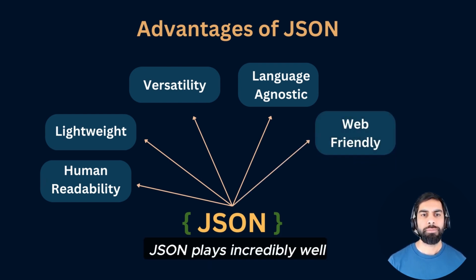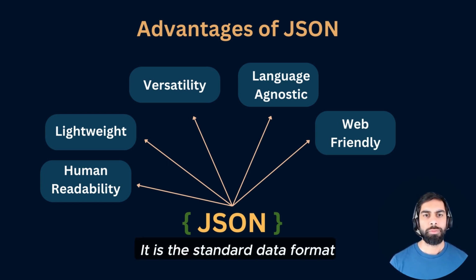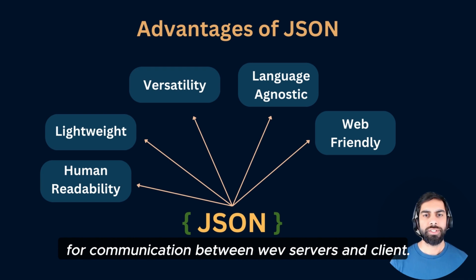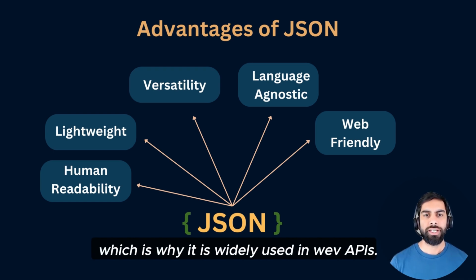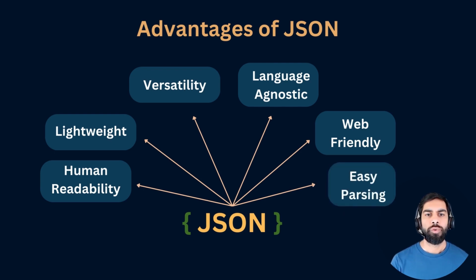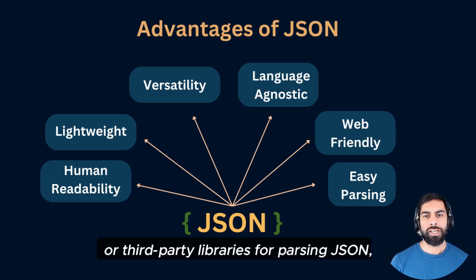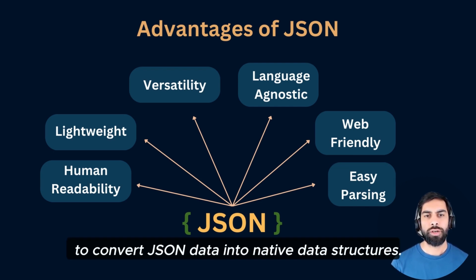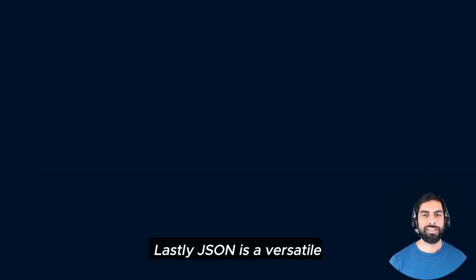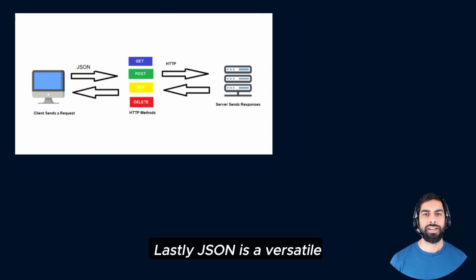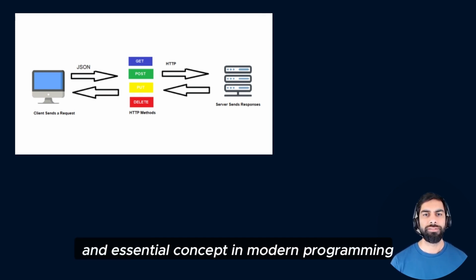JSON plays incredibly well with web technologies. It is the standard data format for communication between web servers and clients, which is why it is widely used in web APIs. Virtually every programming language offers built-in or third-party libraries for parsing JSON, making it effortless to convert JSON data into native data structures. Lastly, JSON is a versatile and essential concept in modern programming.